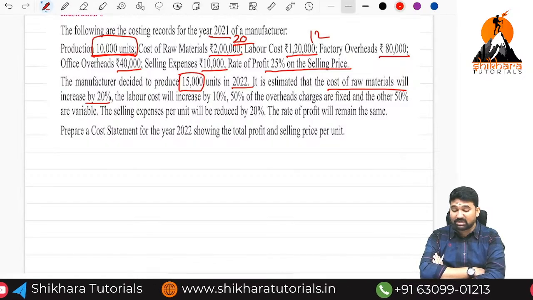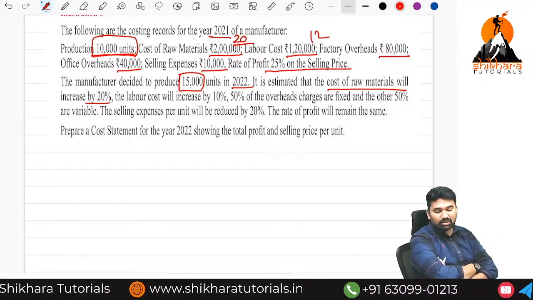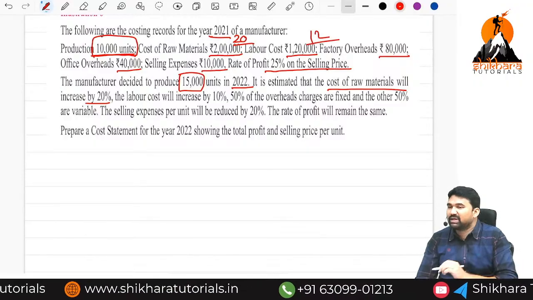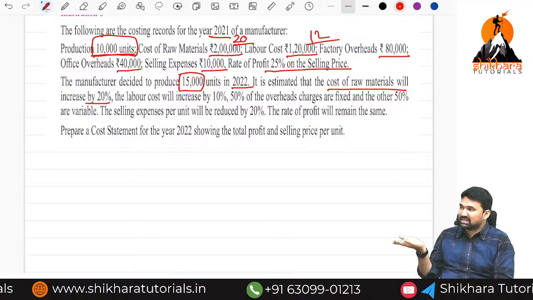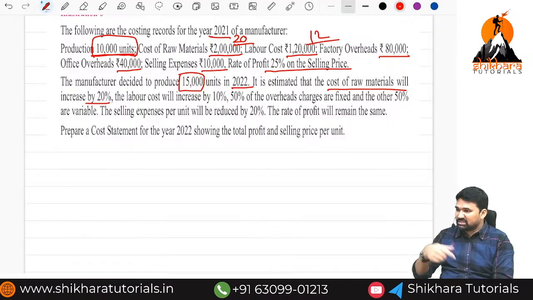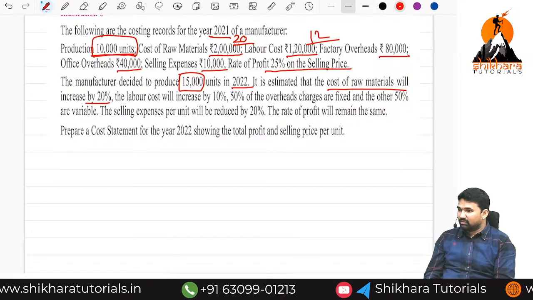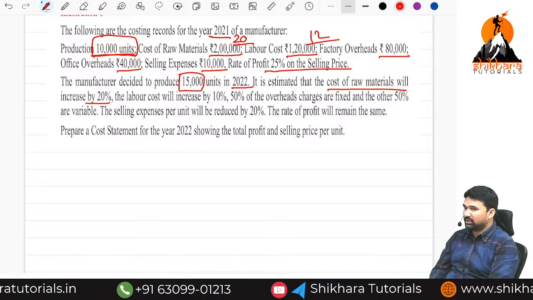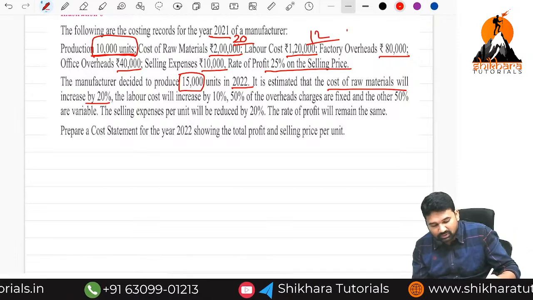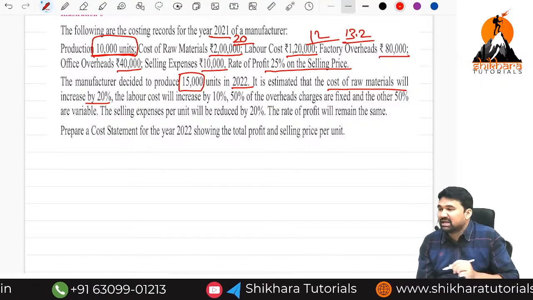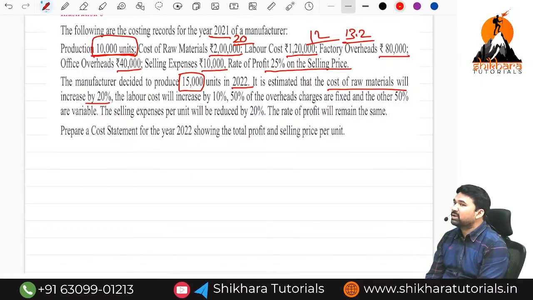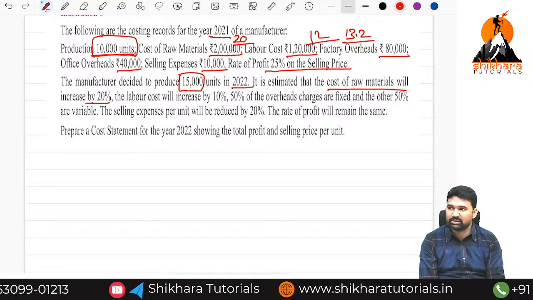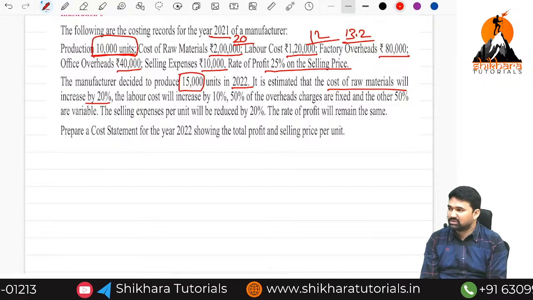So now I am going to solve the problem, but for your exercise purpose, I am expecting answers from all of you. Next one, the labor cost will increase by 10%. Labor cost how much? 12 rupee. It is going to increase by 10%. It means 12 into 10%, how much? 12 into 10% means 1.2. So 12 plus 1.2, the new labor cost will be 13.2 per unit. But how many units we are producing? 15,000. Then multiply 13.2 into 15,000, how much? 1,98,000. Okay, next one.